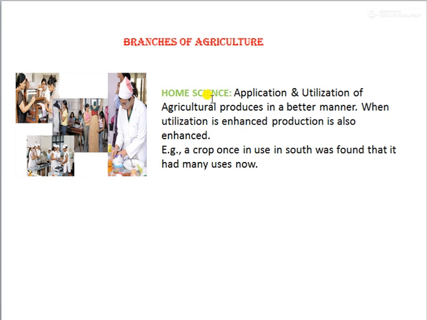Then the last branch is home science, application and utilization of agriculture produces in a better manner. When utilization is enhanced, production is also enhanced. Example, a crop once in use in the south was found to have many uses now.